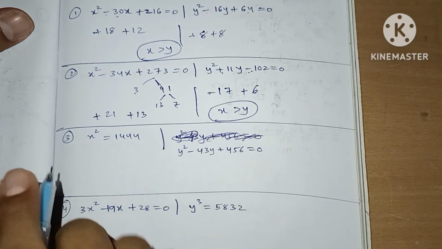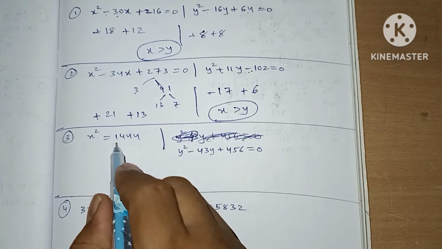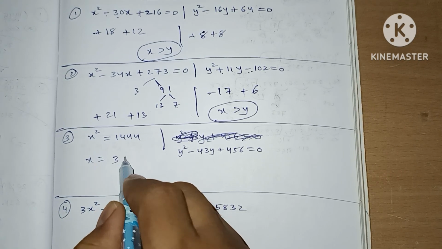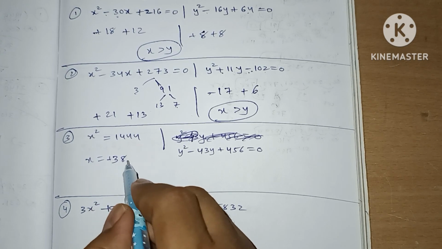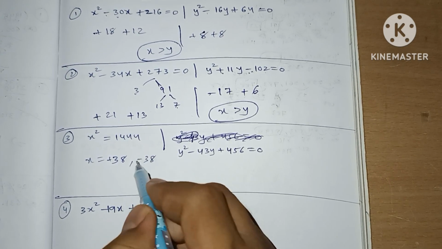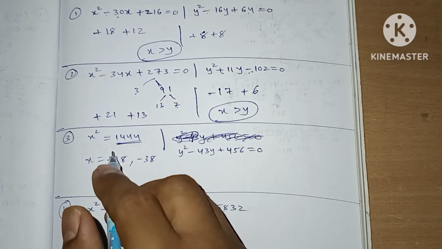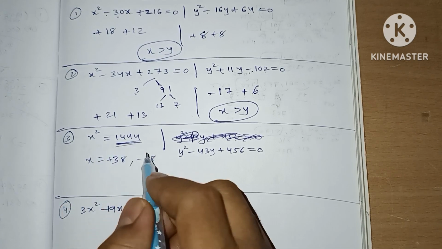Next, third question. Here x square value is 1444. So x value will be plus 38, comma, minus 38. This is why we need to know 20 into 20 tables and 1 to 60 squares.